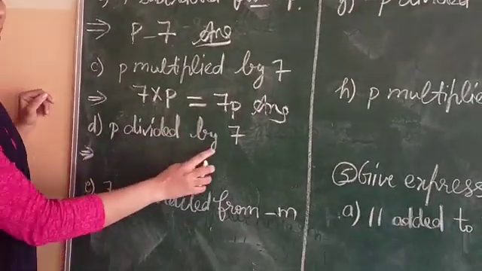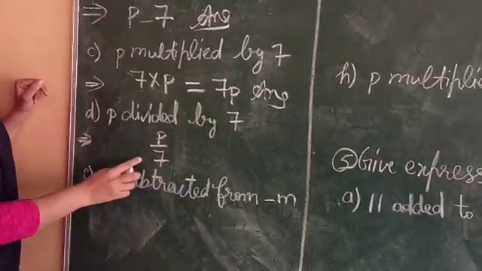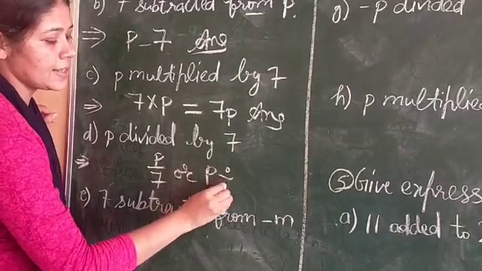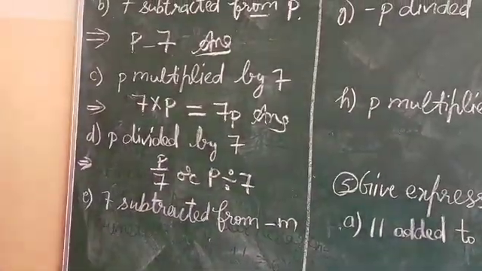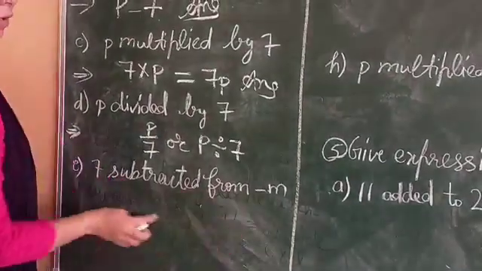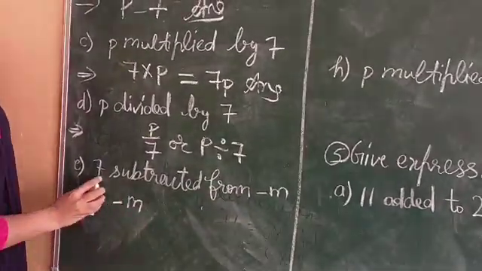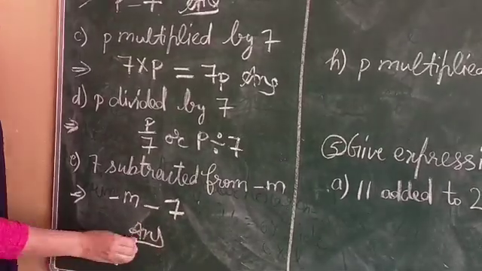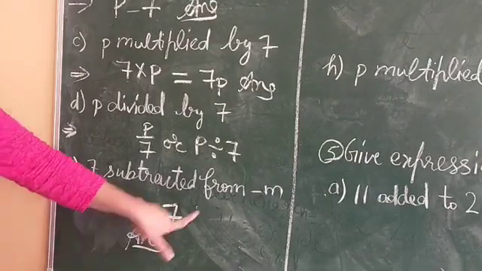Next, P divided by 7. You can write this expression like this also, or you can write like this also. Next, 7 subtracted from minus m. Again, this number will come first. Minus m and 7 is subtracted from this. So, minus m minus 7. This minus m subtracted, then 7.